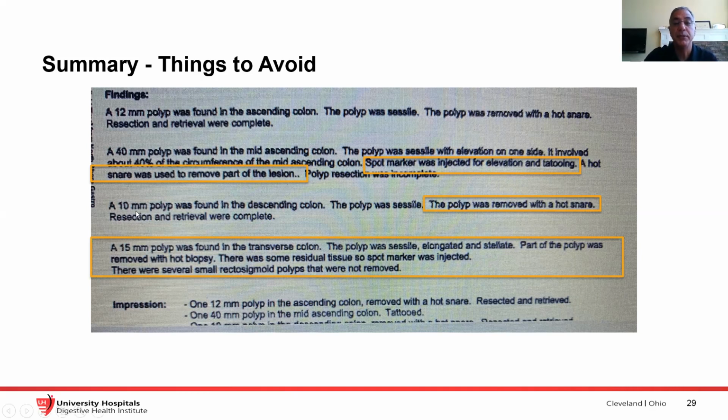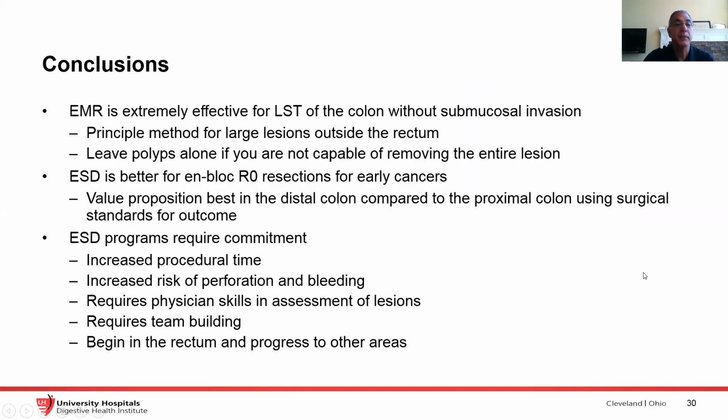In the polyp here in the descending colon, the polyp was removed with a hot snare, but it was only 10 millimeters. This one should have been cold snared. And then the last polyp here, 15 millimeters in the transverse colon. He described this polyp as sessile with elongation and stellate. This is usually fold convergence. So right off the bat, this probably had some submucosal invasion, or at least be worried about it. No comment here about pit patterns, granular or non-granular. And the polyp was removed with hot biopsy forceps. There was some residual tissue, so spot marker was injected. This, to me, would be not high quality colonoscopy.